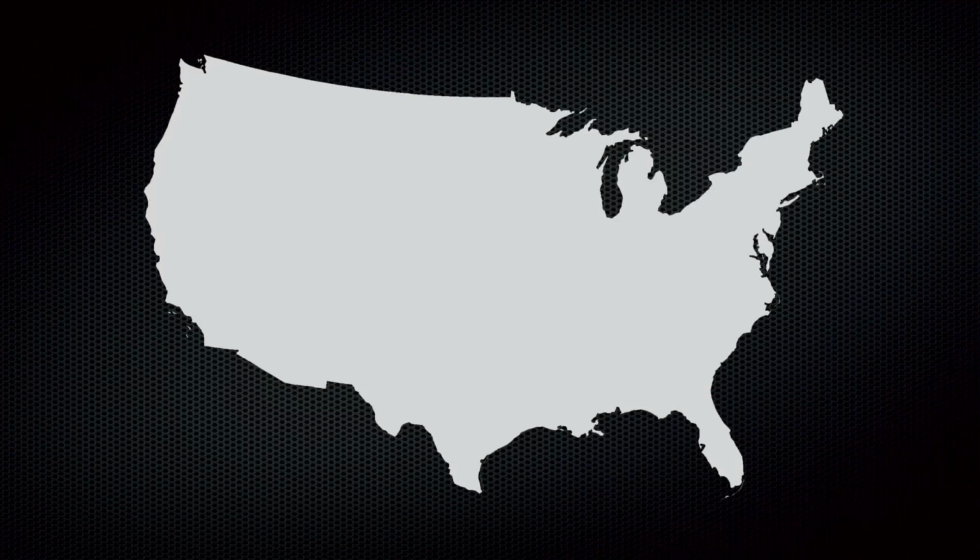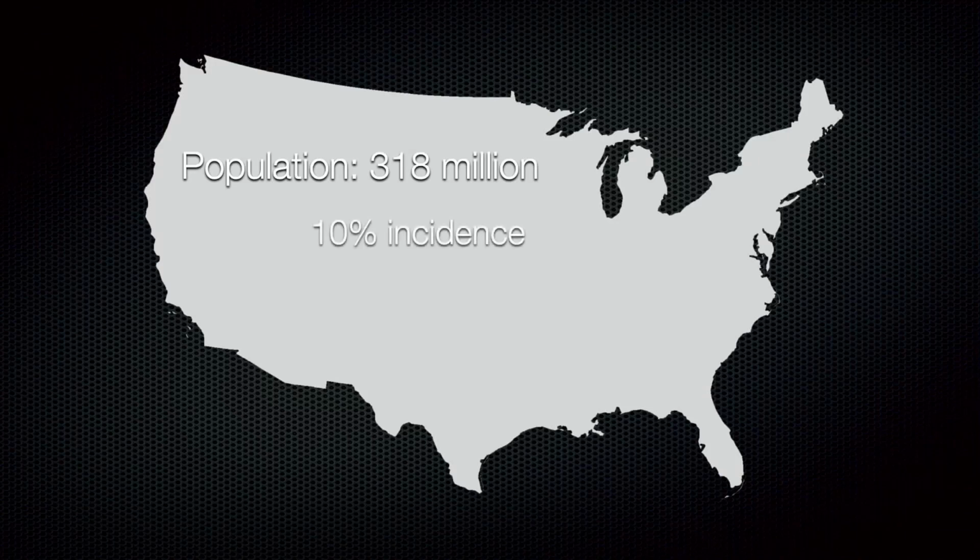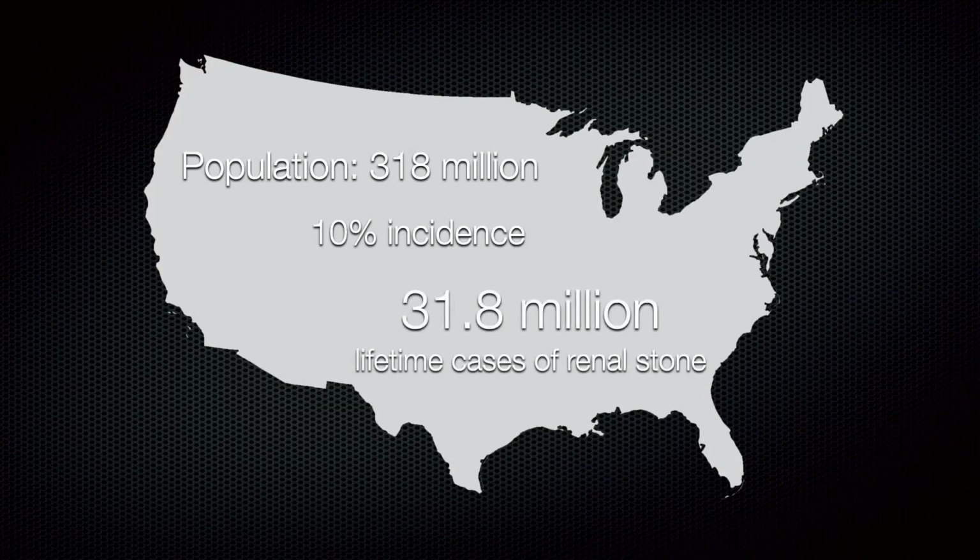Where the rubber really meets the road and where it starts biting is when you start doing some population dynamics. So you say the American population, at the time when I wrote this, was about 318 million. I think it's up to 330 million now. So we'll just go with these numbers, 318 million, just for the sake of the math, right? 10% incidence of kidney stone basically puts about 31.8 million lifetime cases of renal stone in the United States.